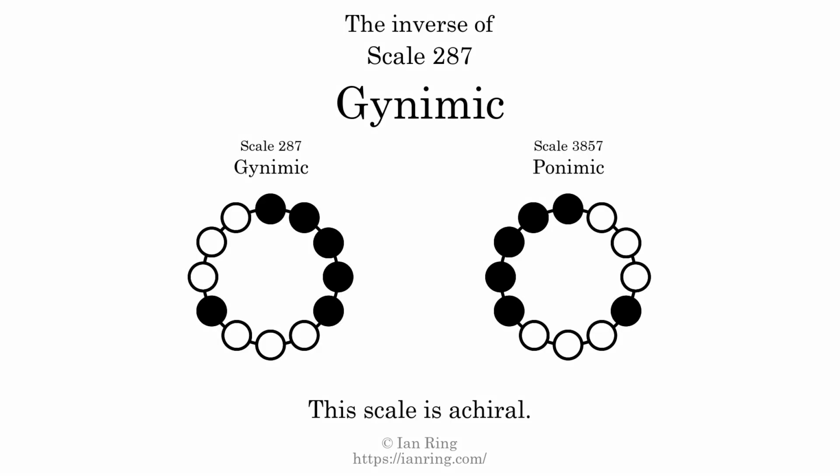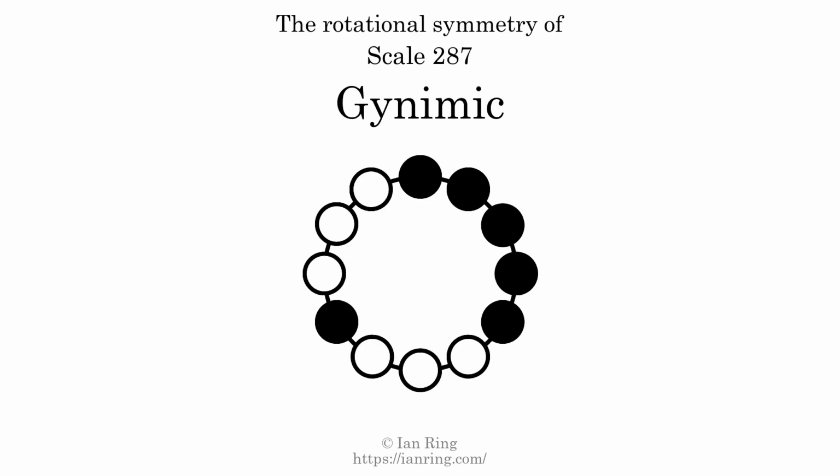The inverse of a scale is a mirror image. It is what you get when the sequence of intervals is reversed. The inverse of this scale is scale 3857, also known as Gynimic. This scale is achiral, since it can transform into its own reflection by a rotational transformation. This scale has no rotational symmetry.